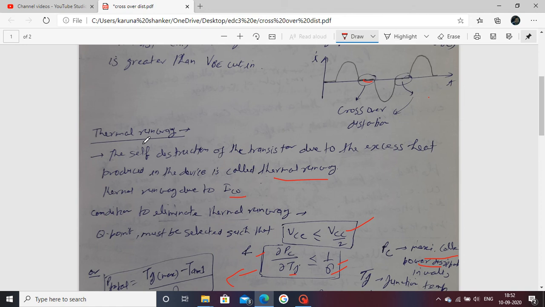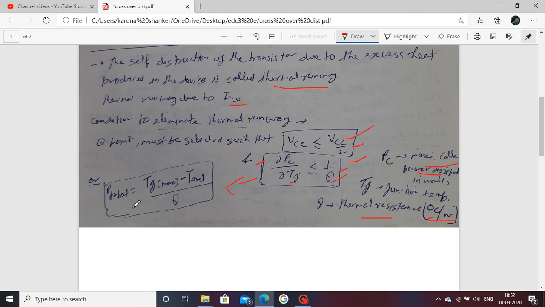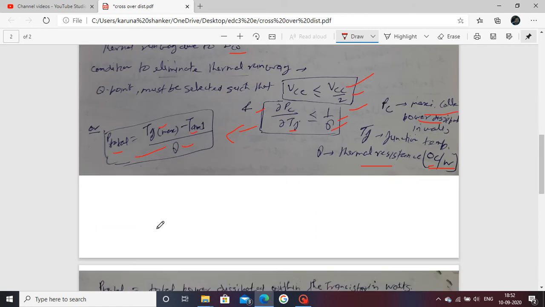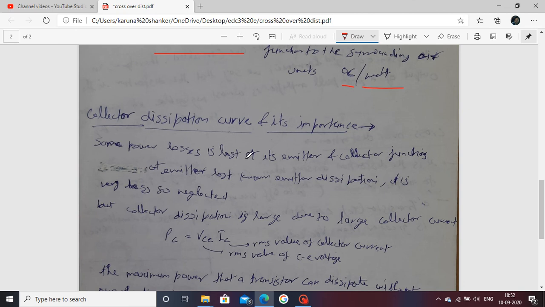Now how do we reduce it? We use these equations to reduce thermal runaway. There are also some numericals based on this, where one value is given, another is given, and a third is given, to find out P total. Okay, next we move to the collector dissipation curve, and it's important.